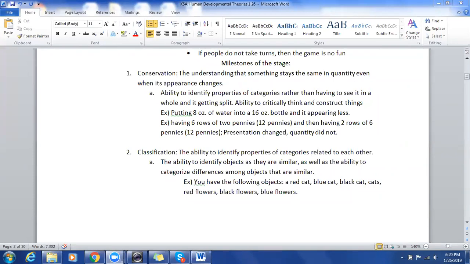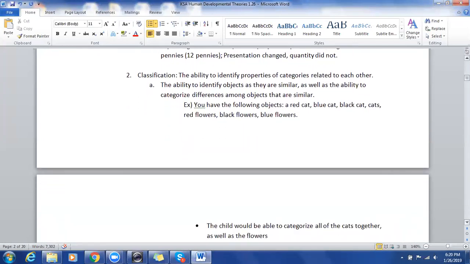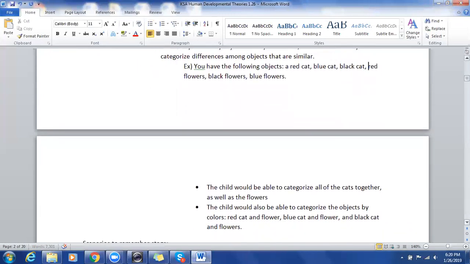So for example, let's say we had a collection of objects. We had 1 red cat, 1 blue cat, 1 black cat. We had 1 red flower, 1 black flower, and 1 blue flower. If we wanted to separate them, we could. We could categorize them into all cats and all flowers, meaning the red, blue, and black cat would be in one category, and then the red flower, black flower, and blue flower would be in an additional category. So 2 different categories.